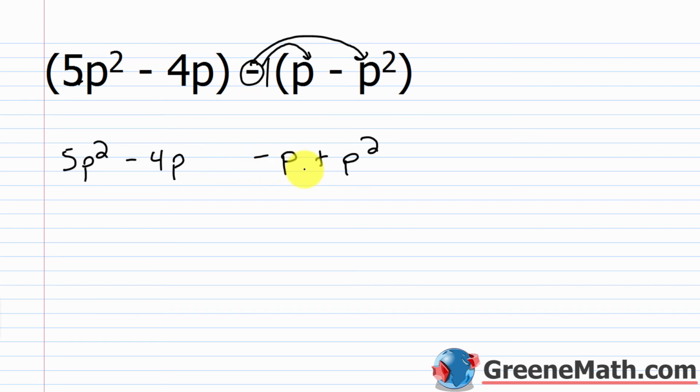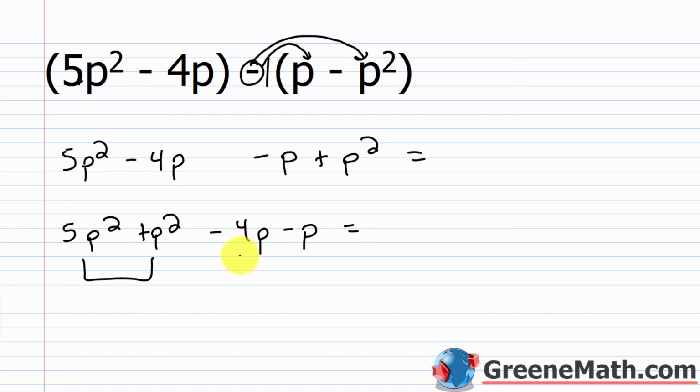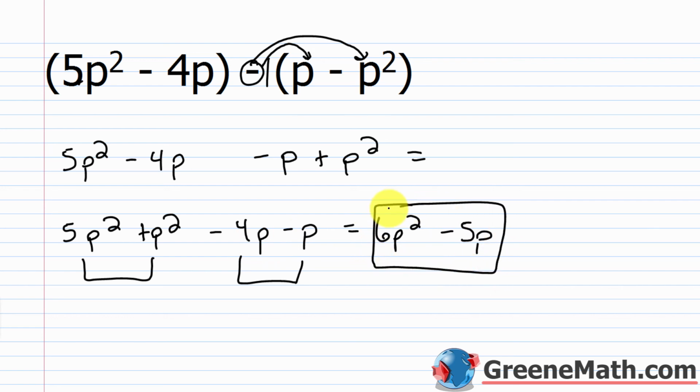Okay? So if you're removing parentheses, you change the sign of each term inside the parentheses. That's just the rule, whether you're working with polynomials or anything really. So now I can just set this up just like we did in the previous problems. So I have 5p squared plus p squared, put my like terms next to each other, minus 4p minus p. So these are like terms and these are like terms. So 5p squared plus p squared, that's going to be 6p squared. And then negative 4p minus p, that's minus 5p. So there's your answer, 6p squared minus 5p.